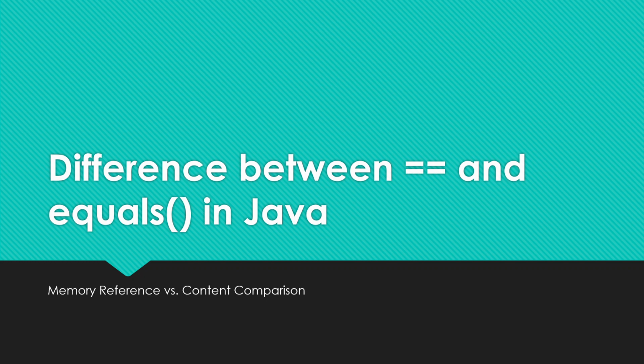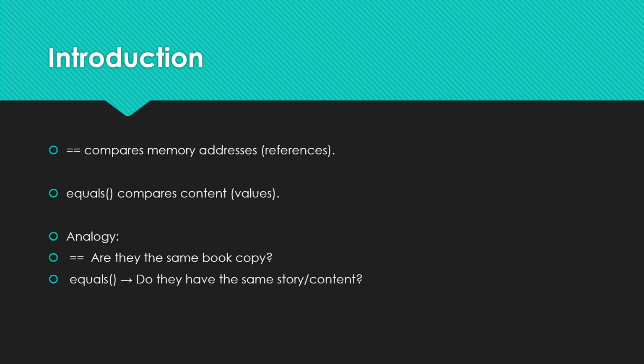Today I will explain the difference between == and .equals() in Java. Both are used for comparison, but they behave differently. One checks memory references and the other checks content. Let's go step by step.